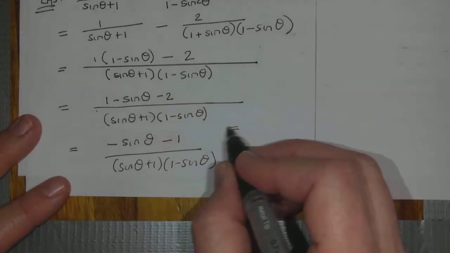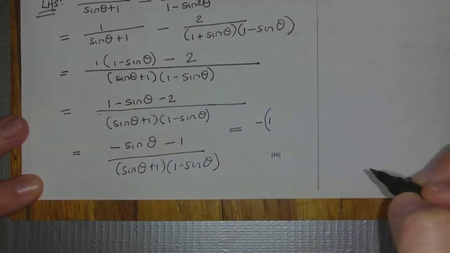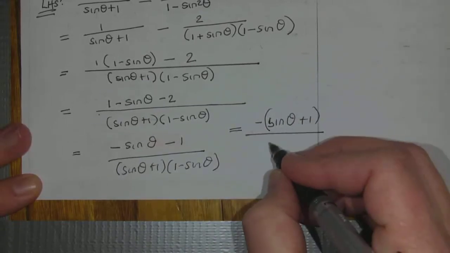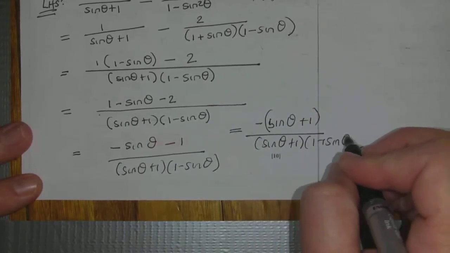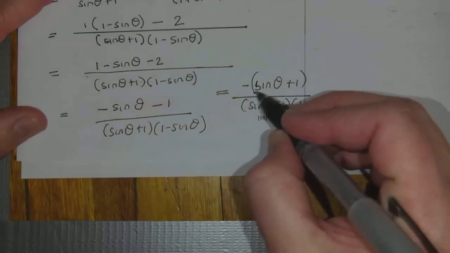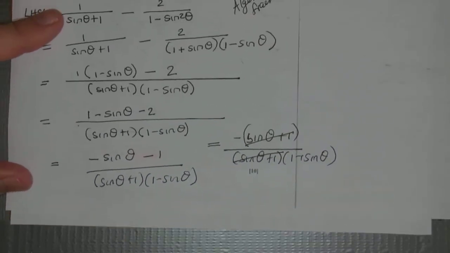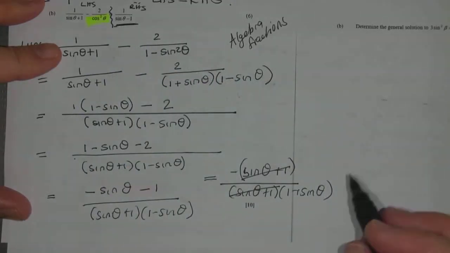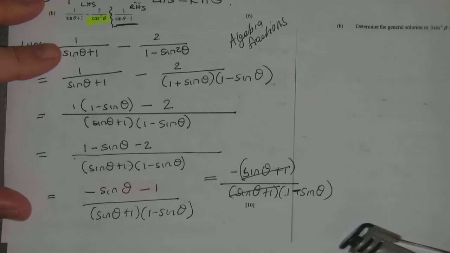Right, I can take out a common factor there. Okay, so I have taken out a negative, so I have sine theta plus 1 inside, and at the bottom I have sine theta plus 1, 1 minus sine theta. Okay, so I can cancel out those two, reminding myself of what I need. I need 1 over sine theta minus 1. And at this stage, 1 and sine theta is the wrong way around.